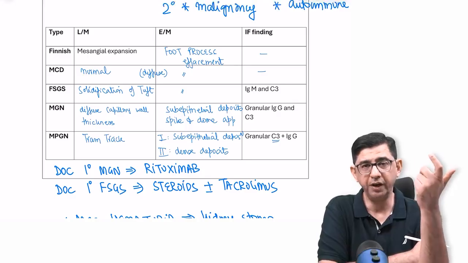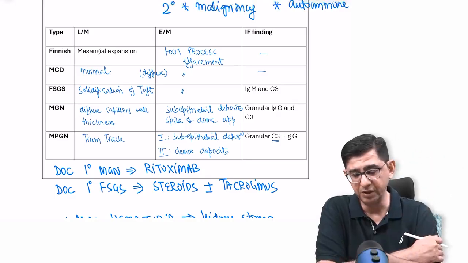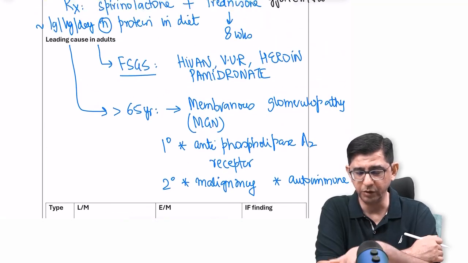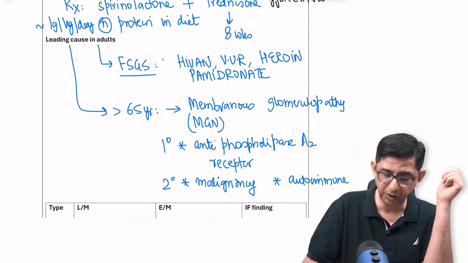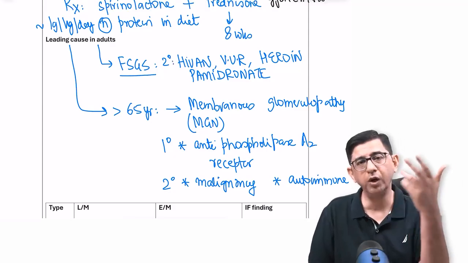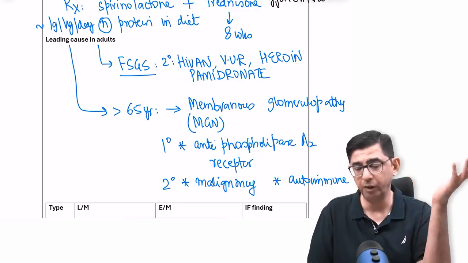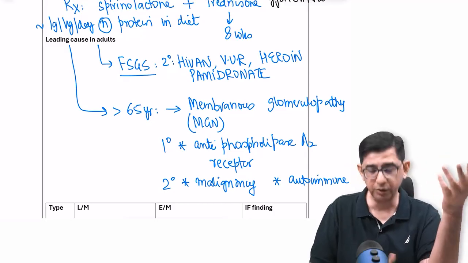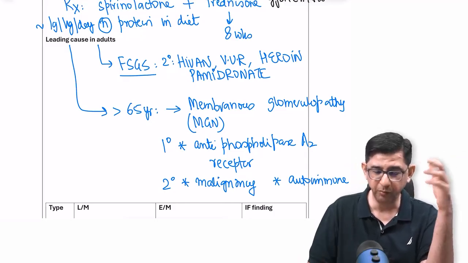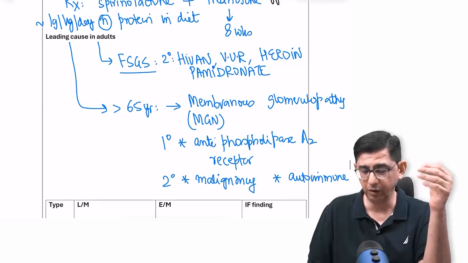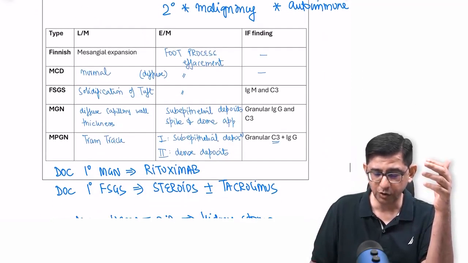What do you do for secondary? Treat the cause, no? Suppose if it is secondary focal segmental glomerulosclerosis, like the secondary causes that I told you: HIV nephropathy, treat HIV. If it is VUR, go for ureteric reimplantation. If it's heroin abuse, then we have to send him to a detox clinic. Pamidronate, we can switch to a different drug. So my point is, for secondary focal segmental glomerulosclerosis, it is a cause-specific treatment.